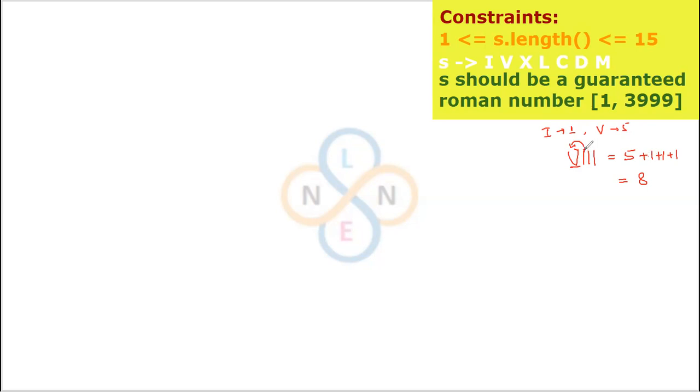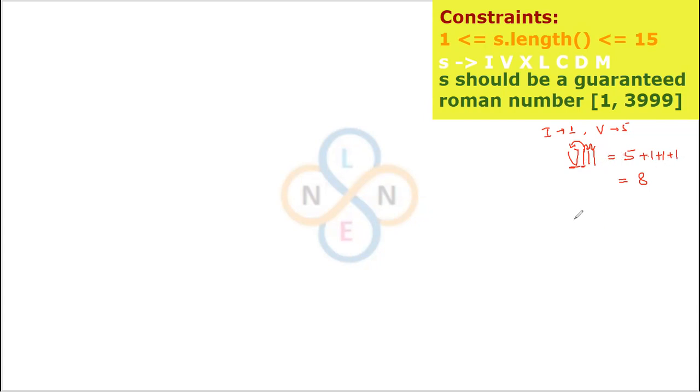So 5 followed by 1 is smaller, therefore we have to add. Then after 1, the next one is also 1. So if it is less than, and if it is equal as well, we add. 5 followed by 1 is less, so we add. And 1 after 1 is equal, not less than, so still we have to add it.